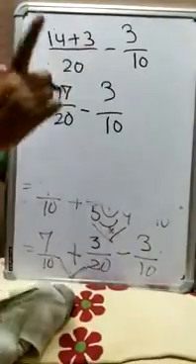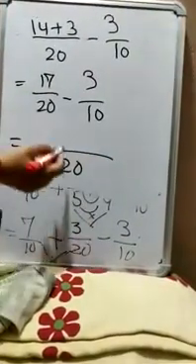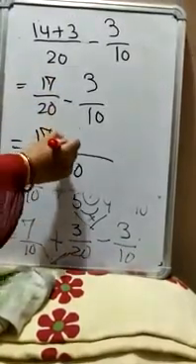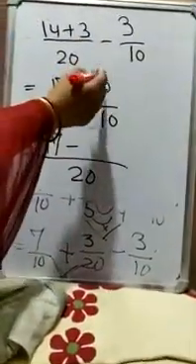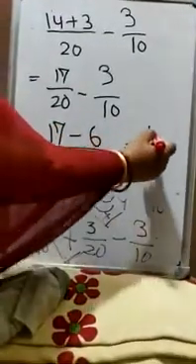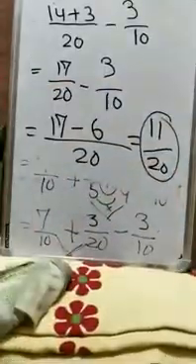Now here only one operation is there. Let us solve it by taking the LCM, 20. 20 divided by 20 is quotient 1. 17 1s are 17. Put this minus sign. Now 20 divided by 10 is quotient 2. So multiply with 3. 3 2s are 6. Now 17 minus 6 is 11 by 20. So this is the result after simplification. In this way, children, you have to do the simplification related to fractional numbers.